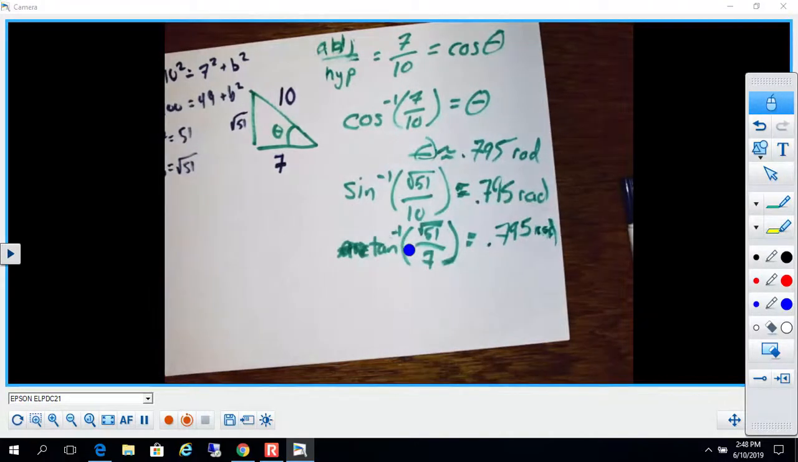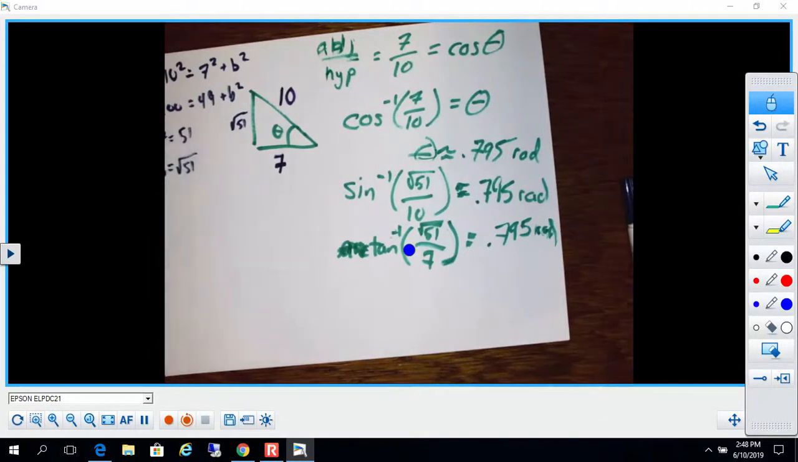Because? Because you use the opposite over adjacent, and that is the relationship of tan for that angle. That makes sense. I get it now.